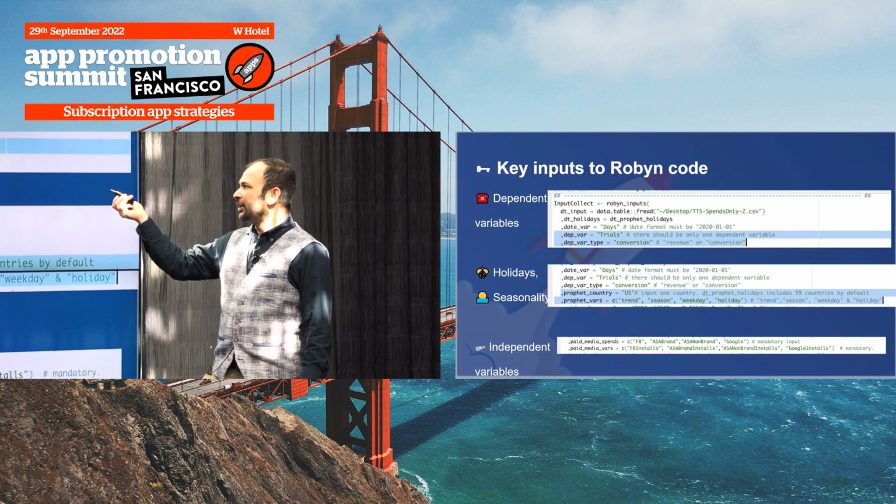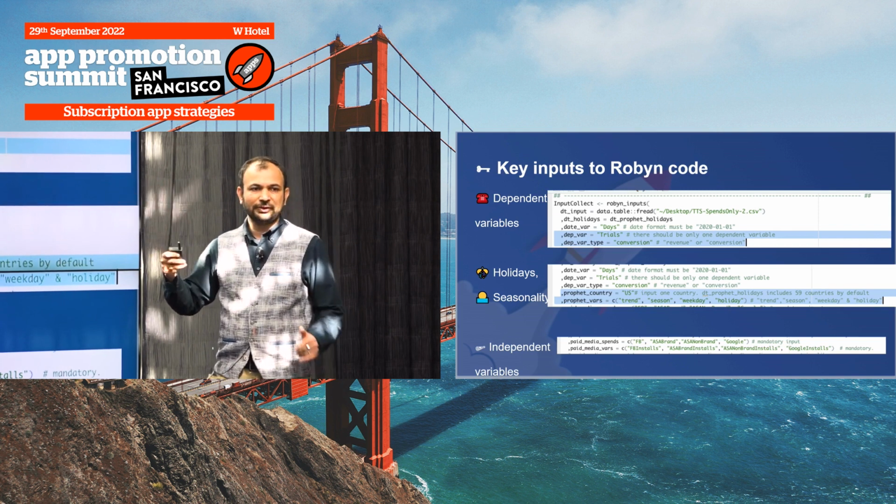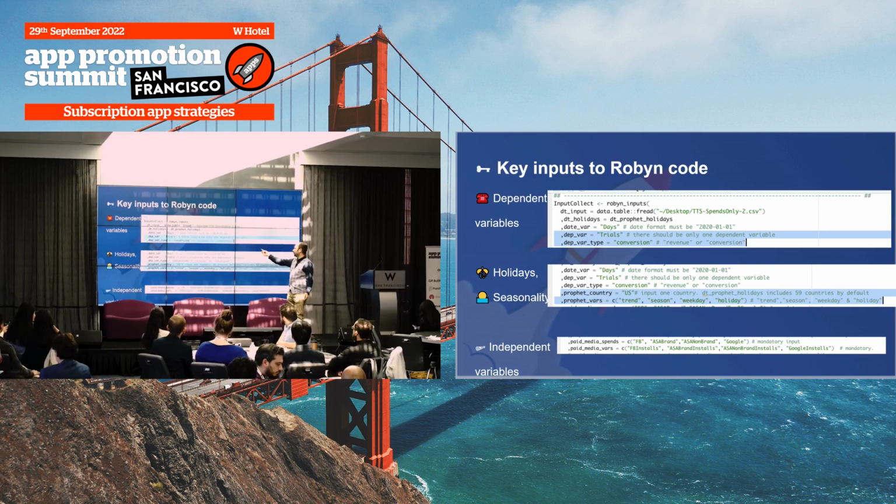So here's what Robyn includes. You need to identify dependent variables, which are the outcomes. For a subscription app, that could be revenue or trials. I typically recommend trials because that is directly influenced by your marketing spend. If you take total revenue, that oftentimes includes renewal revenue.